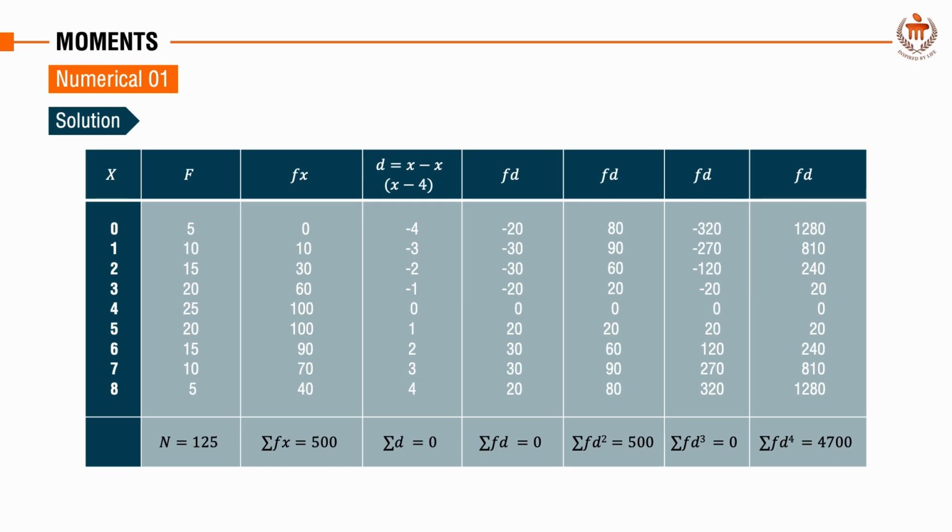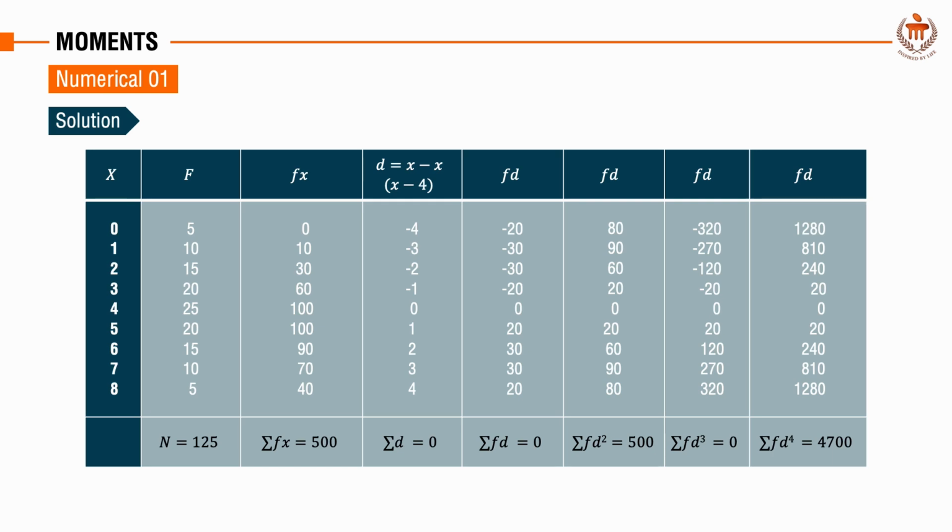Then we found summation of fx, where we multiplied f into x and then took the sum of that. So summation of f is 150, and summation of fx is 500. Then we found the step deviation of each value, where we found the deviation of the values of x from any relative value. We call it the assumed mean. Let that assumed mean be 4.